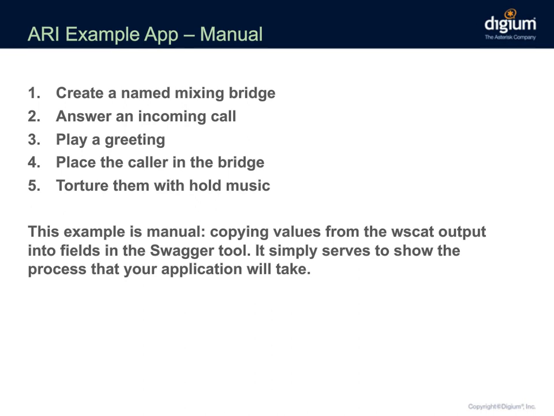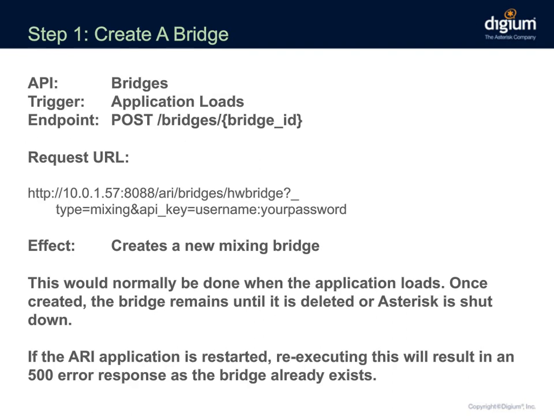Now keep in mind, again, you aren't going to have to do it this way in the real world. You'll actually use a library, but it's very good to understand the underlying mechanics of the API. So the first step is to create a bridge. Now ordinarily, it says the trigger on there is the application loads. So when the application starts up, it'll create a bridge. And you'll see this again when we do this in JavaScript and Node.js. This bridge is the bridge to which we'll be adding our caller when they get in there.